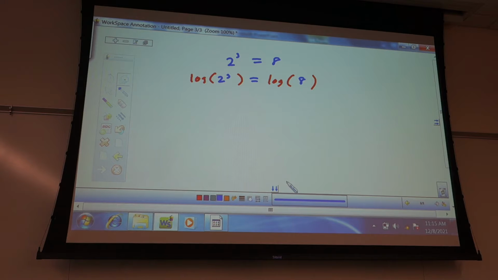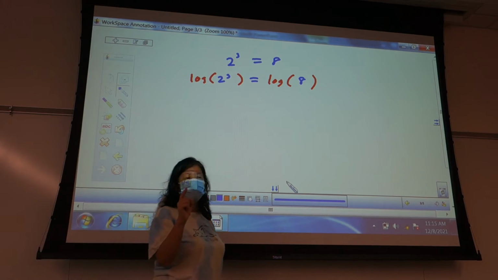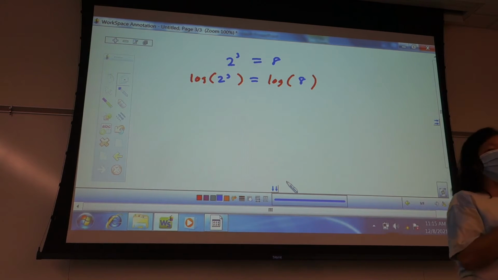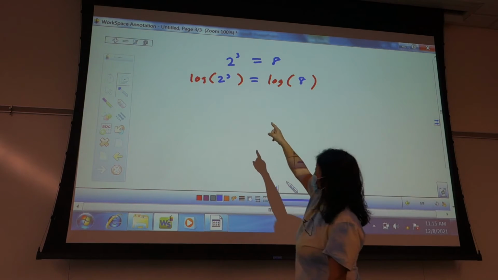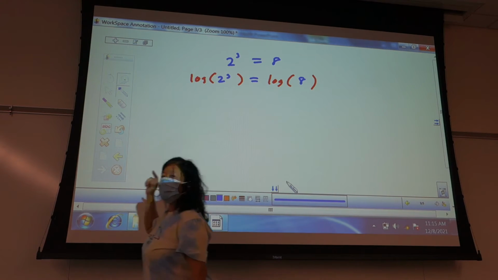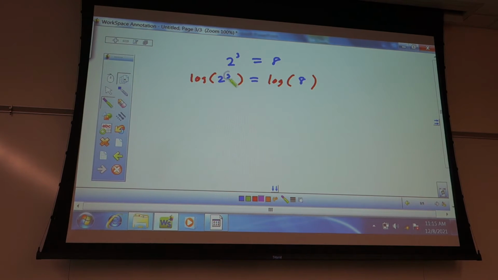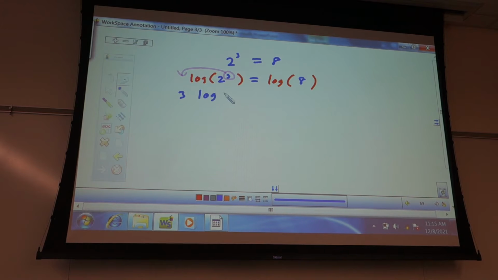Now, remember that nifty trick I taught you last class? This is why we like the log of both sides: if I have something in the exponent that I don't know, like x, for example, and I take the log of both sides, then you can take whatever's in the exponent and move it in front. So this is the same thing as saying 3 times the log of 2 equals the log of 8.